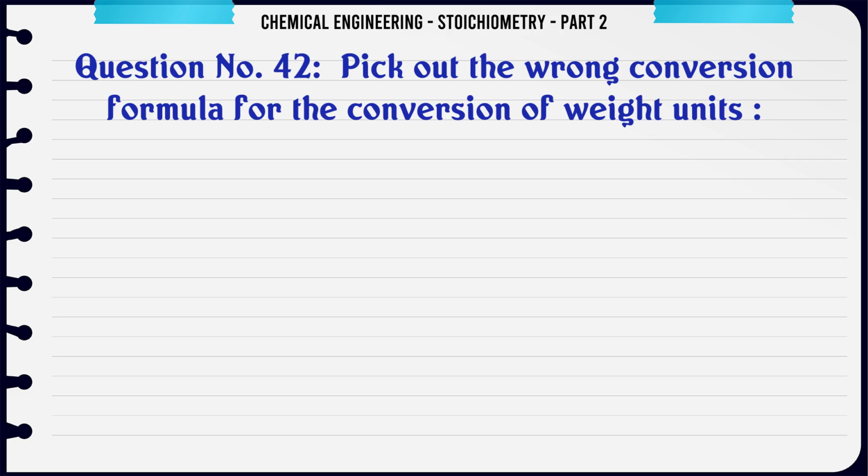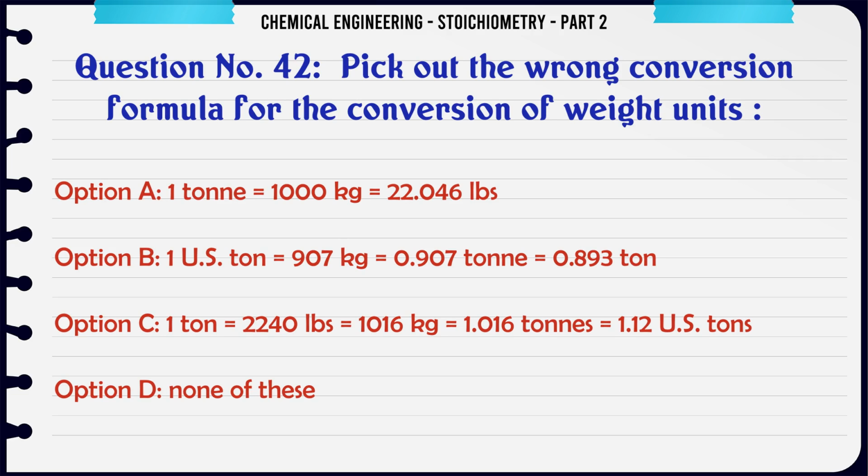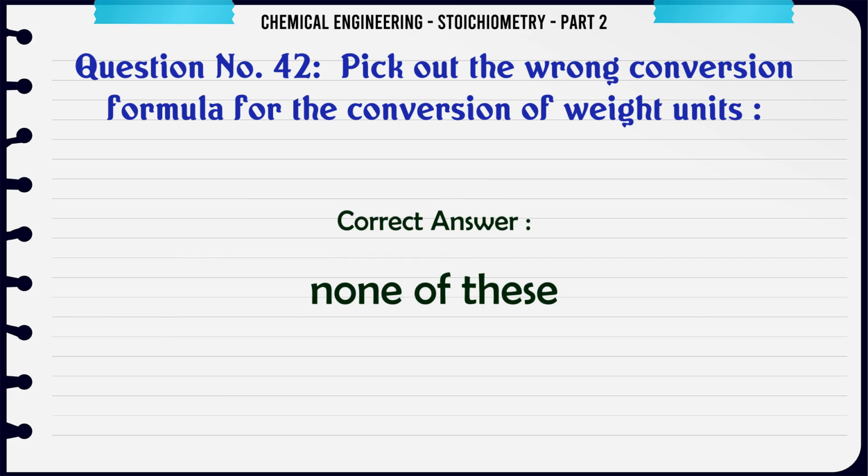Pick out the wrong conversion formula for the conversion of weight units. A. 1 ton = 1000 kilograms = 22.046 pounds. B. 1 US ton = 907 kilograms = 0.907 ton = 0.893 ton. C. 1 ton = 2240 pounds = 1016 kilograms = 1.016 tons = 1.12 US tons. D. None of these. The correct answer is none of these.